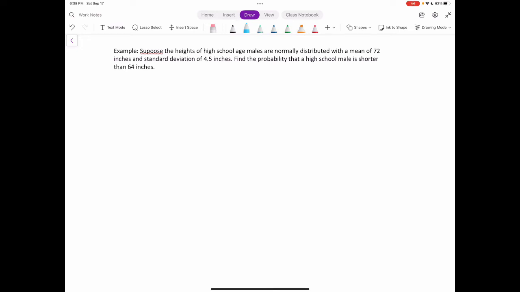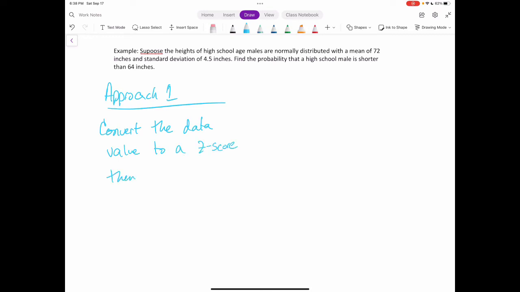What we could do is, let's do this. There's two approaches. Approach one says convert the data value to a z-score. Then find the probability. All right, so check out the last video on how we can calculate z-scores. Approach two is quicker. Approach two says, don't worry about the z-score. Just go ahead and type in your information into the Statcrunch.